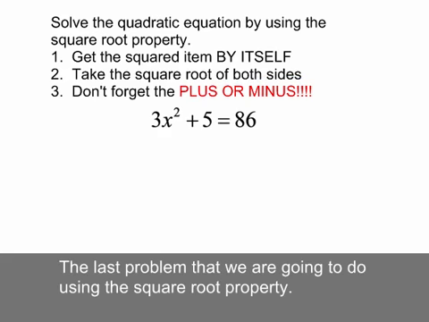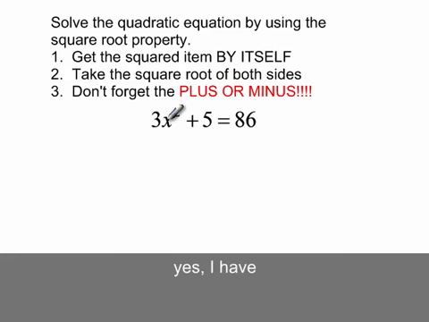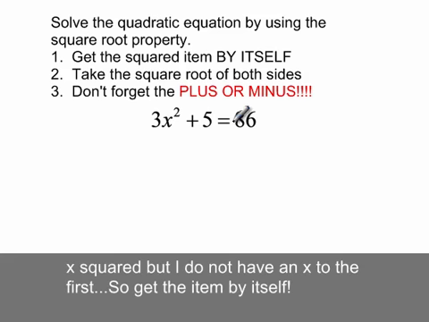Okay, last problem we're going to do by using the square root property. The question is, can I use the square root property here? Yes, I have x squared, but I don't have an x to the first. I just have this thing squared, but no x to the first. So get the item by itself.